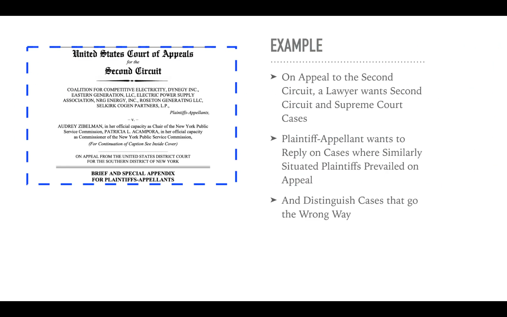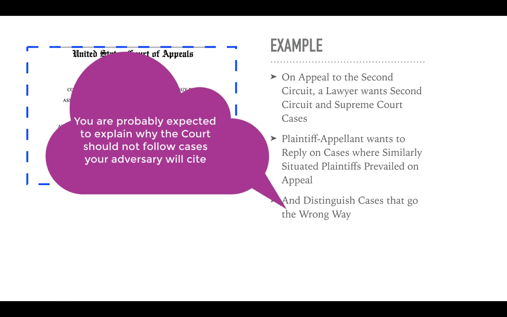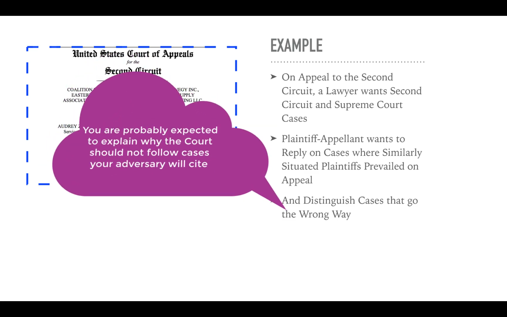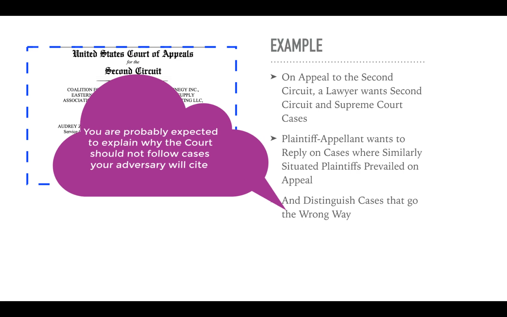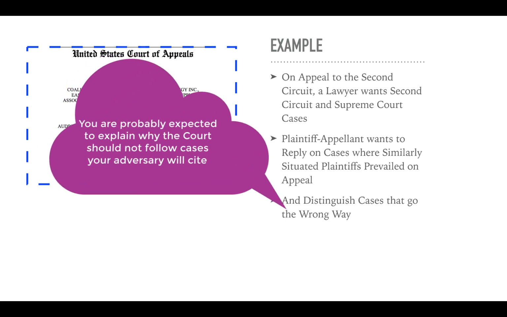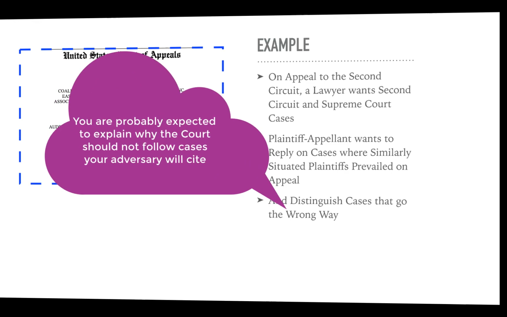So by way of example, if we're writing a memorandum of law to the Second Circuit, lawyers and students should be looking for Second Circuit and Supreme Court cases. If your assignment requires you to advocate for the plaintiff appellant, you'll want to rely on cases where similarly situated plaintiffs prevailed on appeal. Now, of course, you can't ignore cases that are bad for you, but you'll have to read them and be prepared to distinguish those cases that go the wrong way.